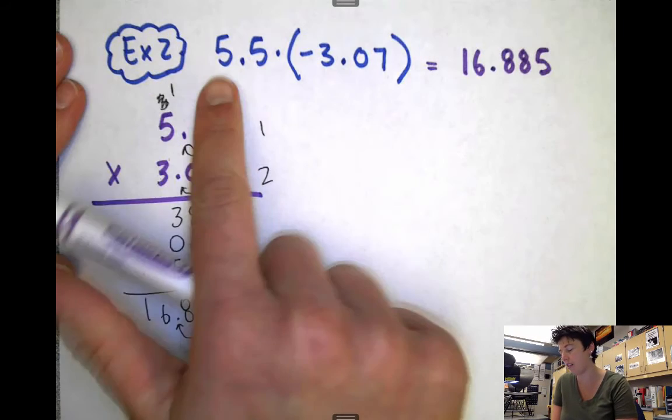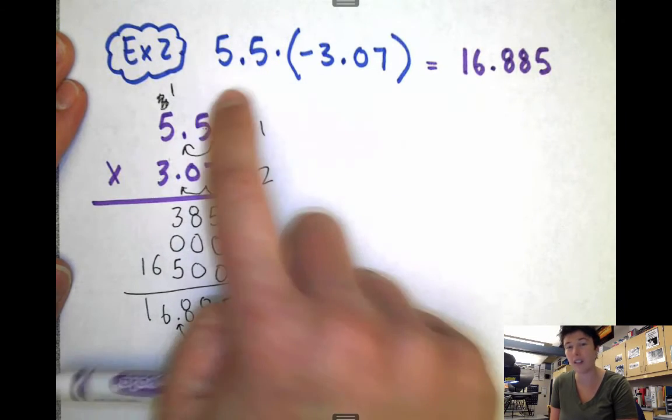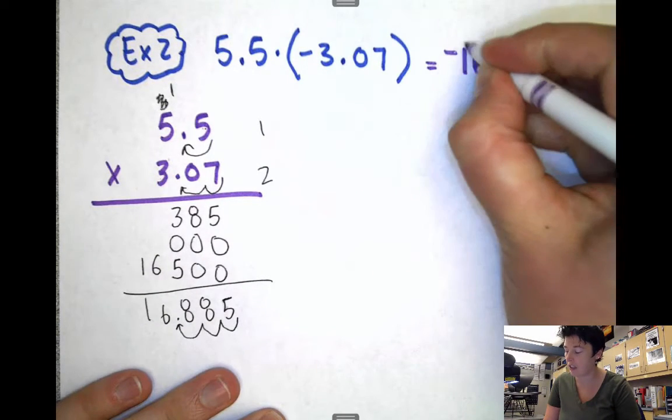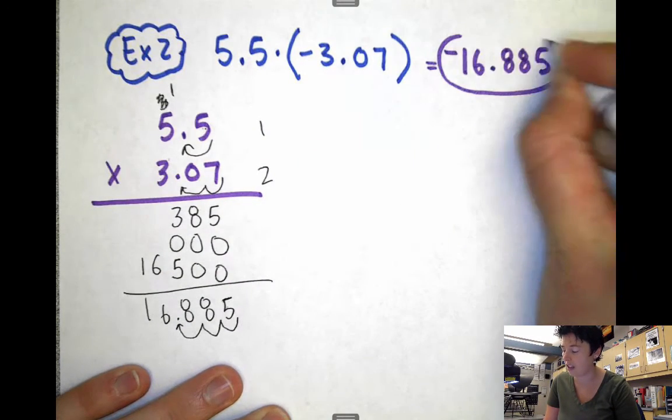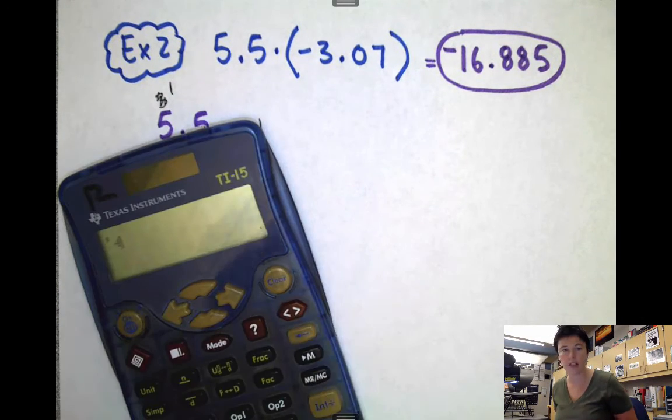Now, the question is: is it positive 16 or a negative 16? Looking at the original problem, this one is positive, this one's negative. I see different signs. A positive times a negative is a negative 16.885. So we have a negative answer. So check it on a calculator. See if you're right. Nothing wrong with checking.